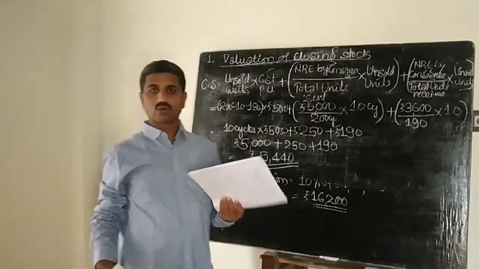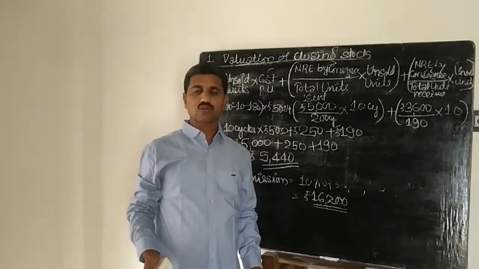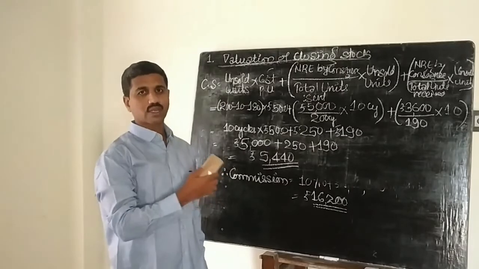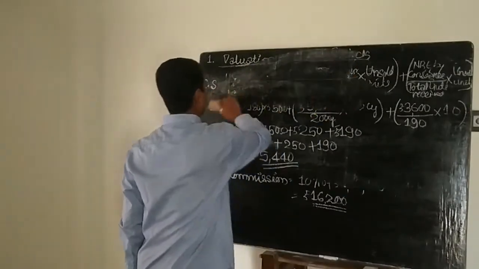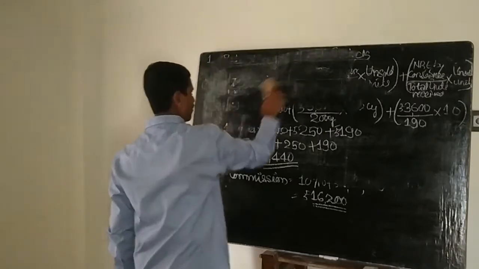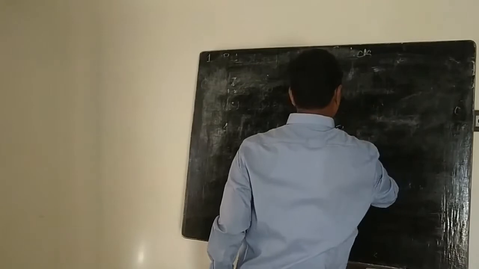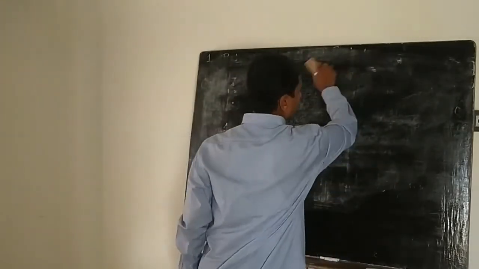So all the working notes are over here. We have calculated abnormal loss. We have also valued closing stock. We have also calculated the amount of the commission. So now the next one here, as the problem is based on the cost price, this is more easy because there is no calculation of any loading.